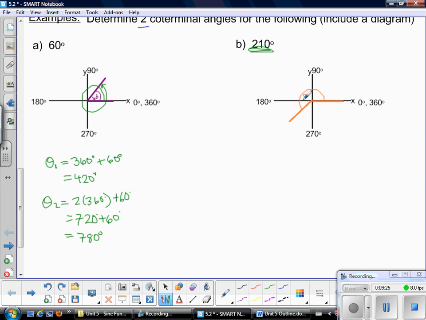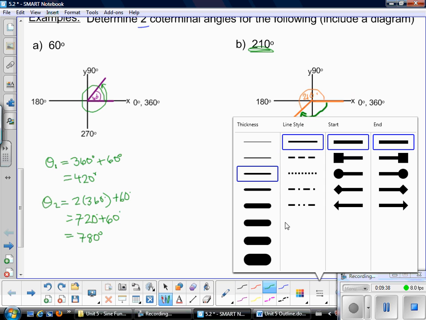So that is 210. Now, how about we go back this way? So I could go this way. Now remember, now I'm going in the negative direction. So what would that one equal? Well, let's take a look.